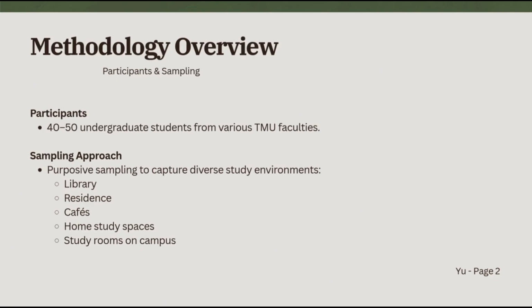Our participants will be 40 to 50 undergraduate students from different faculties at Toronto Metropolitan University. We're using purposive sampling to ensure we include students who study in a variety of environments, including a library, residence, cafes, study room, and at home, etc. This can help us capture a wide range of study habits and preferences.